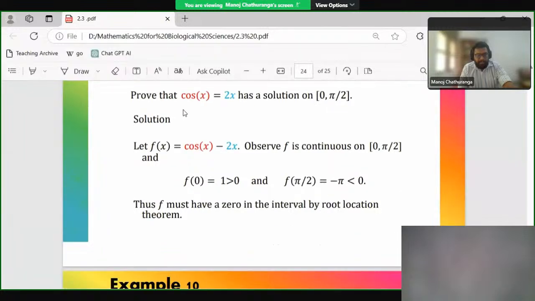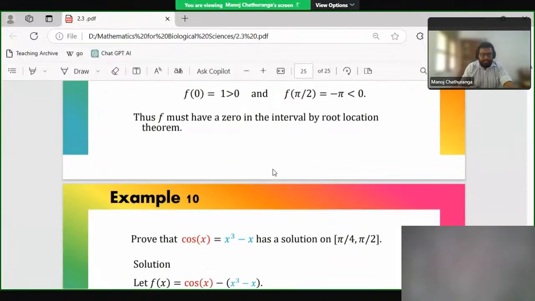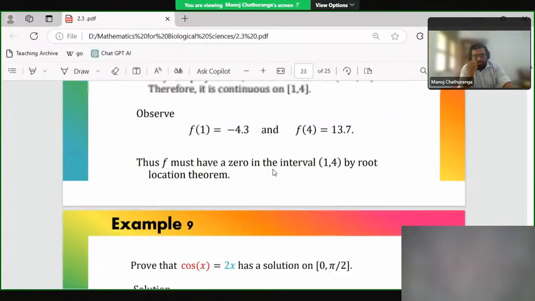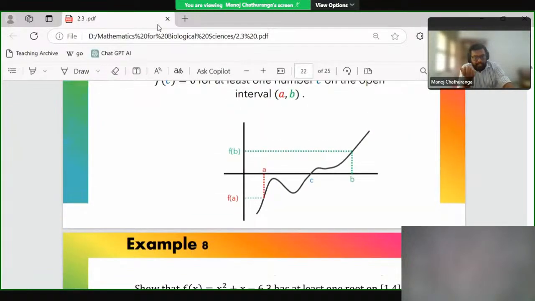Yeah, you see, there are plenty of other examples. But let's stop here and move to our next section. So the root location theorem is one of the important applications of continuity. There are other applications.